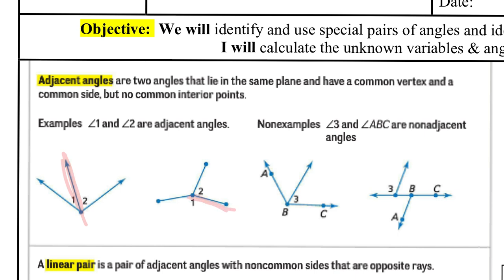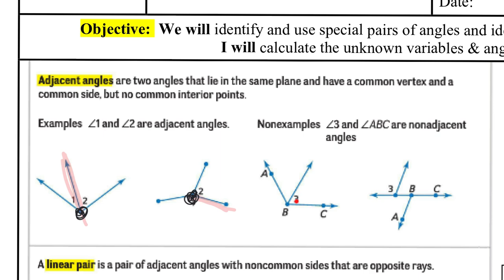As long as they have a common vertex, which is that central point that forms the angle, right? So this is a common vertex here, this is the common vertex here, and then as long as they share a side, they're adjacent angles, okay? So here are some non-examples next to it. It says angle 3 and angle ABC are non-adjacent angles.